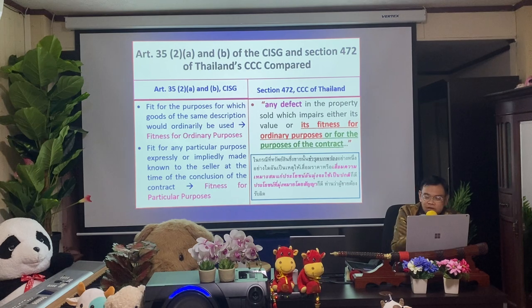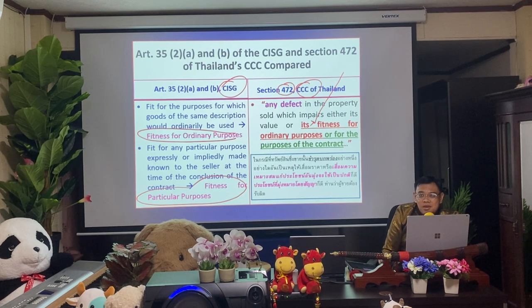So if we compare the CISG and the CCC of Thailand with respect to fitness for purposes, we can see that the CISG makes mention of fitness for ordinary purposes and fitness for particular purposes, while in section 472 you also find the wording fitness for ordinary purposes and for the purposes of the contract. You may be ready to say that what we say in section 472 is in practice in the same line as article 35(2)(a) and (b) in the CISG, because you see the word fitness for purposes as well.